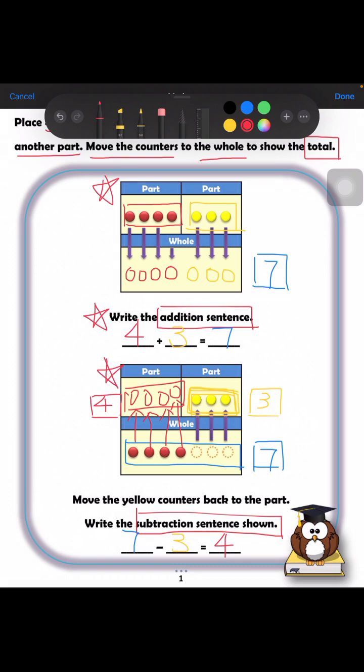So kids, do you still remember fact family? So the whole is 7, then the part is 4 and 3. So 4 plus 3 equals 7, and 7 minus 4 equals 3, and 7 minus 3 equals 4. So this is called fact family.